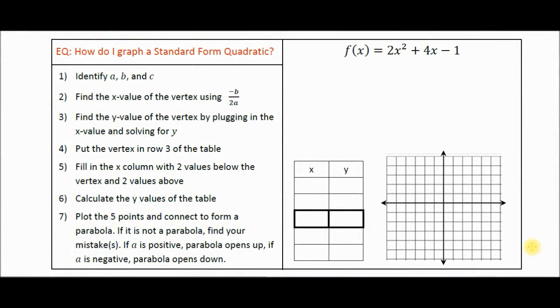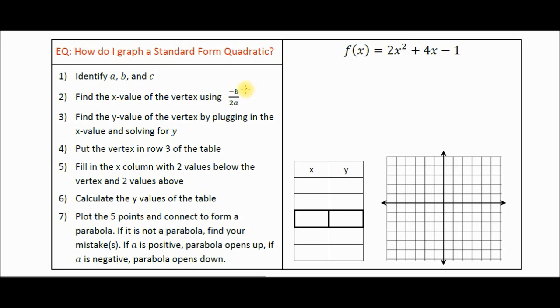This is the top flap of section number 3 in your Unit 3 quadratic functions flipbook. In this section, the essential question is, how do I graph a standard form quadratic? A standard form quadratic is in the form ax squared plus bx plus c. If we haven't covered that in previous videos, you will see that, and I think we already have covered that. So how do I graph a standard form quadratic?